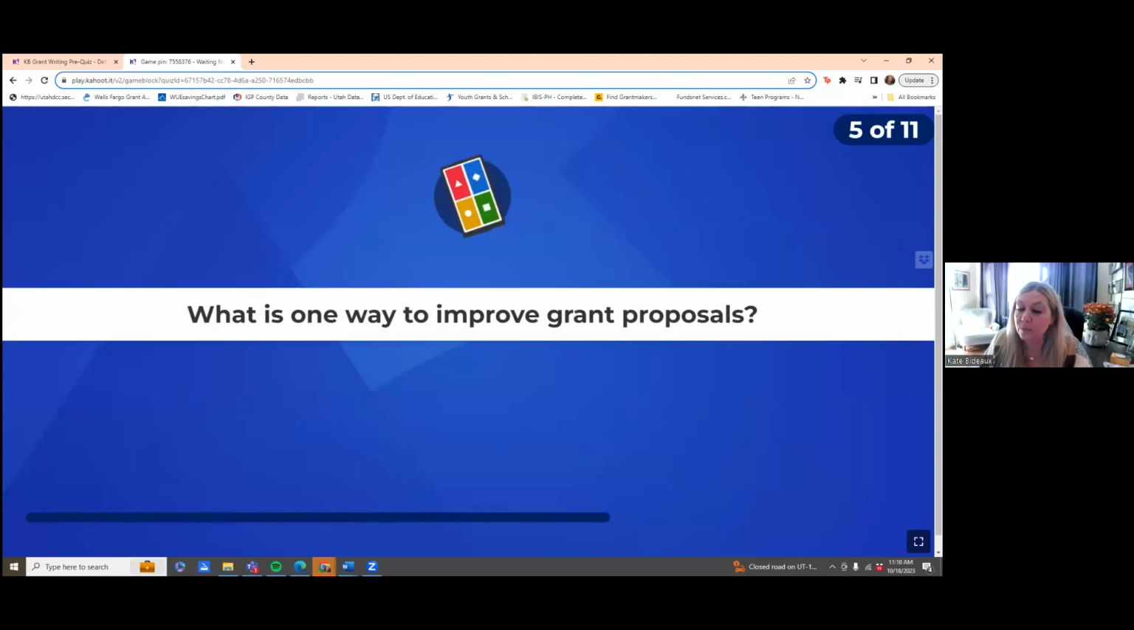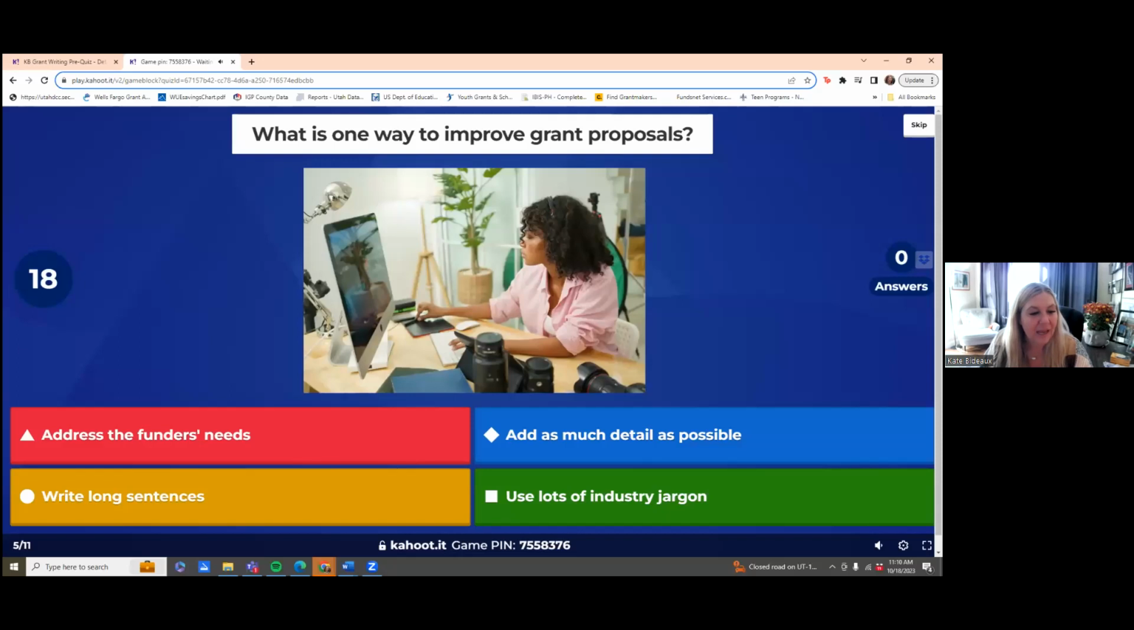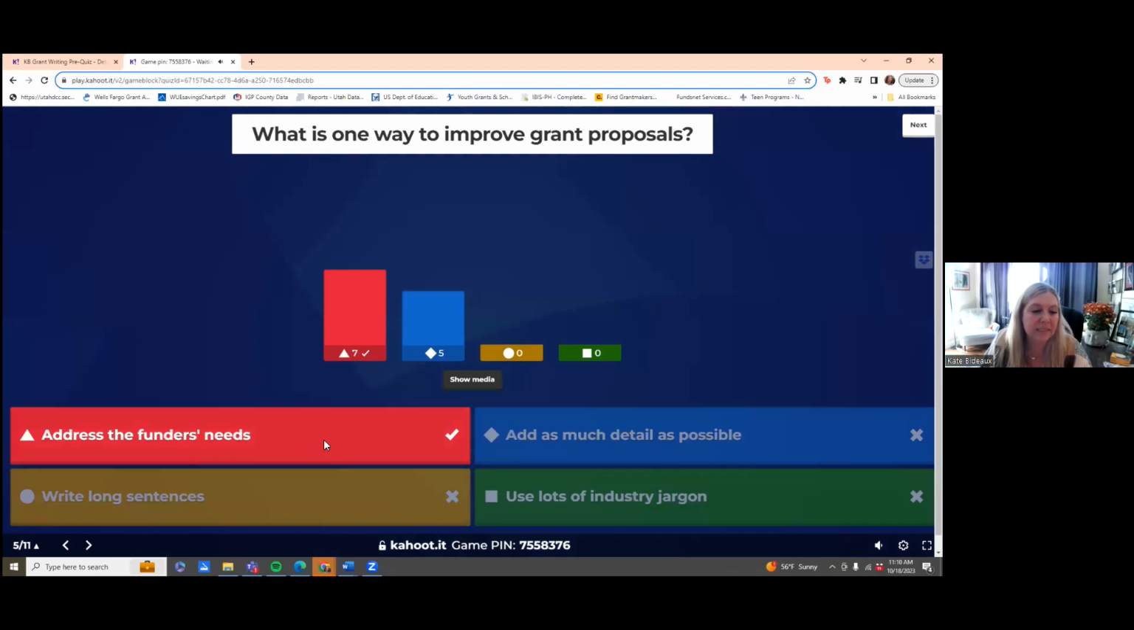What is one way to improve your grant proposals? Address the funder's needs, add as much detail as possible, write long sentences, use lots of industry jargon. So what is the best way? I should say the best way. And it is address the funder's needs. As I reread the question that I wrote, I thought I wasn't as clear as I should have been, because adding as much detail as possible could be a way, but it depends on the grant that you are applying for. So sometimes adding too much detail puts you over the limit and it's a little bit too long.